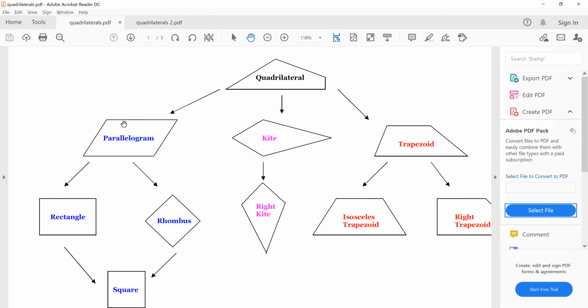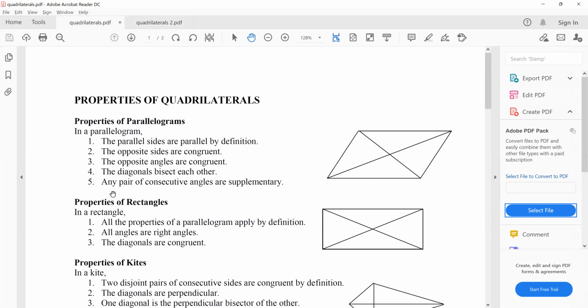So let me try to explain this here. The properties of quadrilaterals. Parallel sides are parallel. So this is parallel to this, the top is parallel to the bottom, opposite sides are congruent. We said that opposite angles are congruent. The diagonals bisect each other. I didn't say that, and consecutive angles are supplementary. I did say that.